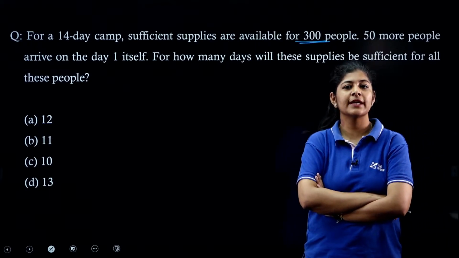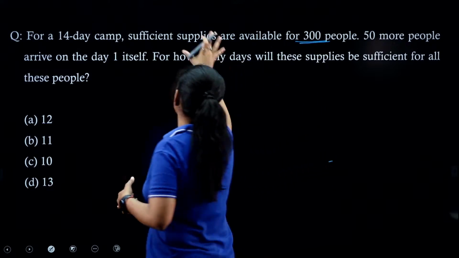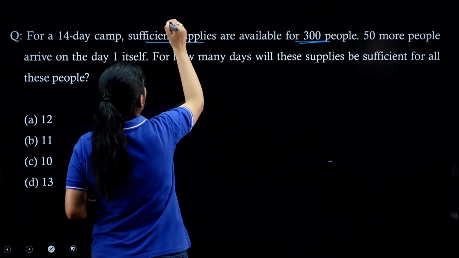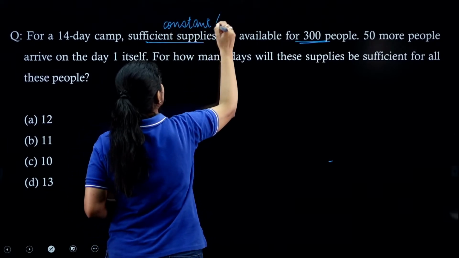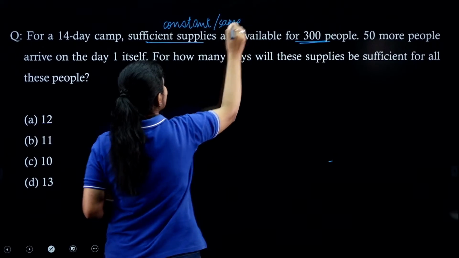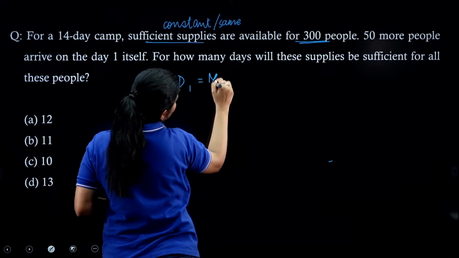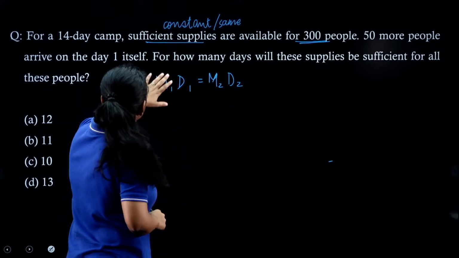What answer are we getting? We know that whenever we have the same work, here we are talking about the sufficient supplies, this will remain the same, or we can say this will remain constant. So we are simply applying the formula M1 D1 equals M2 D2.